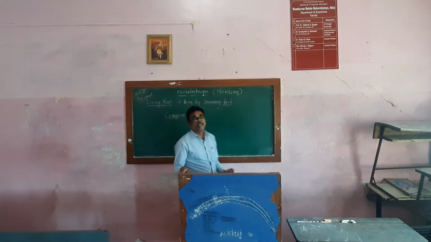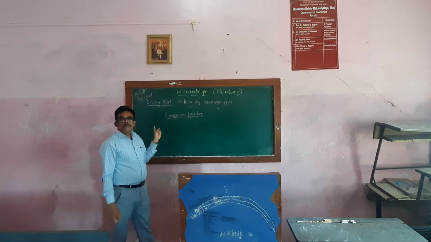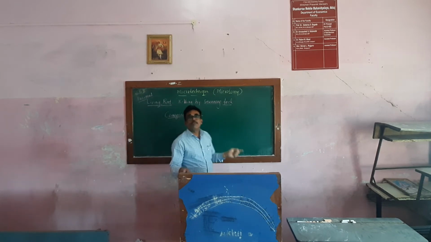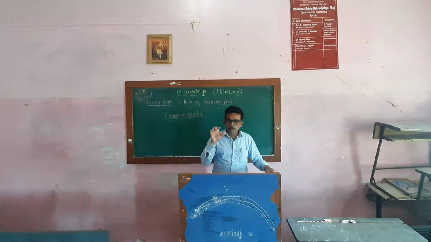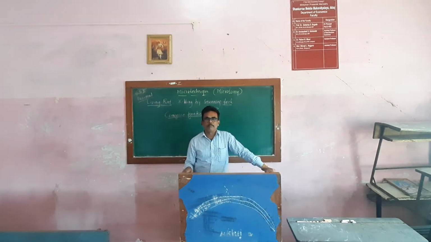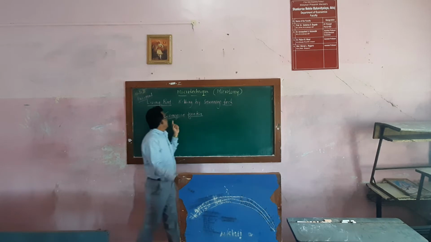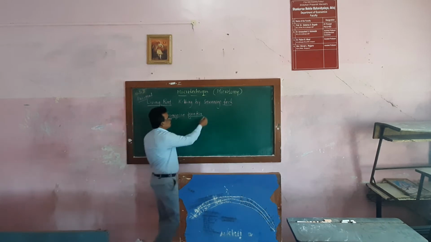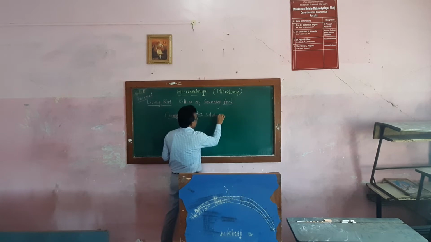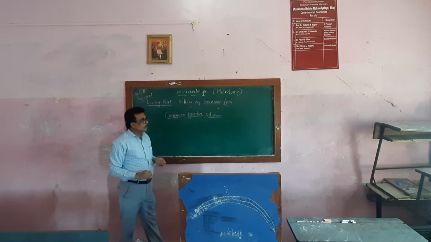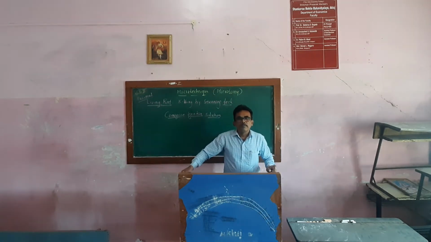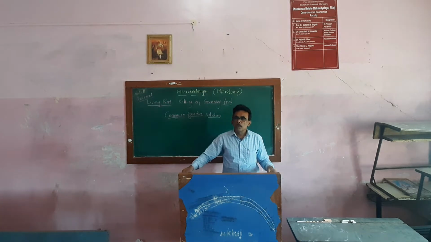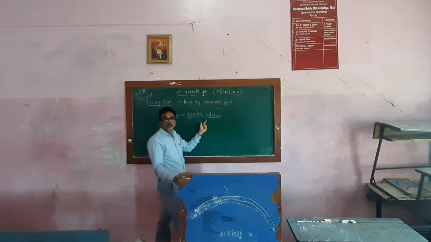In that Carnoy's fixative, we put them to avoid post-mortem changes. After dissecting out, some post-mortem changes take place in the animal tissue, so that is avoided by immediately putting it into the fixative solution, and after that you have to pass it for dehydration. You have to dehydrate that particular tissue.